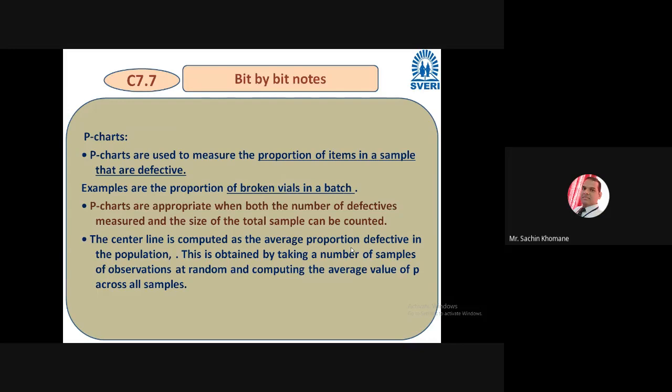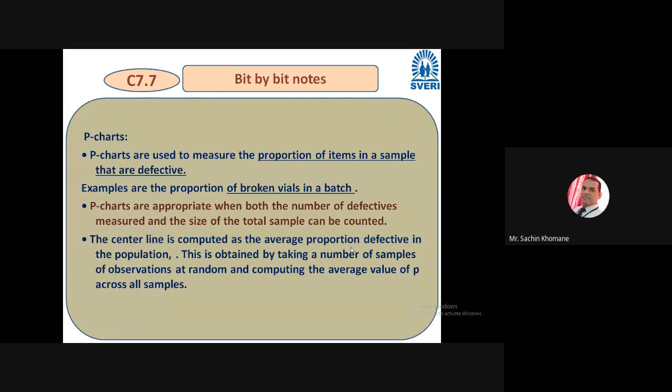For example, nowadays vaccines are coming to us, how many bad samples of Covid vaccine are coming. So you people can draw the P chart for that example. So the proportion of broken vials in a batch. Of the medicine bottles that come, how many are broken? Out of 100, only 2. How many vaccines are coming defective? 1%, 2%, 3% are getting spoiled, right? So in that case, P charts are implemented.